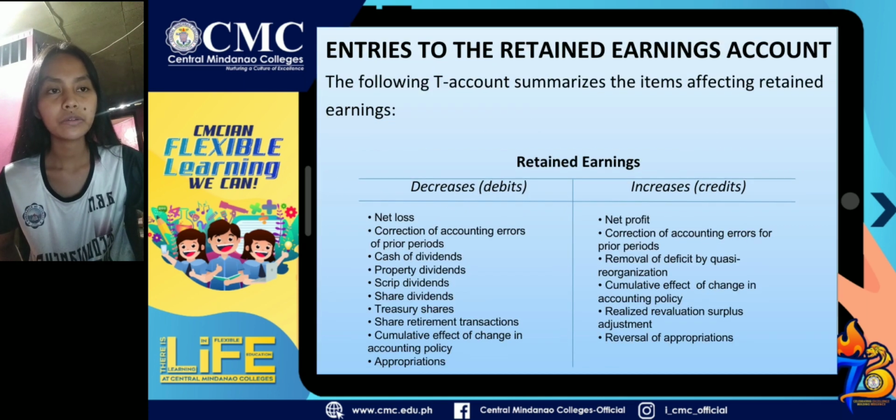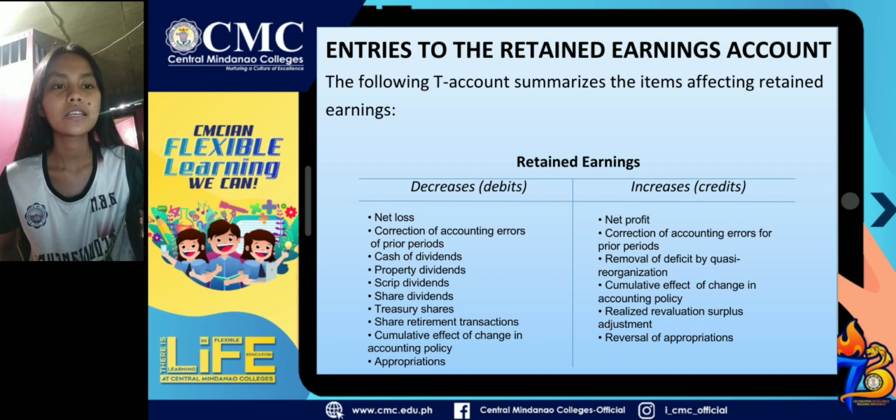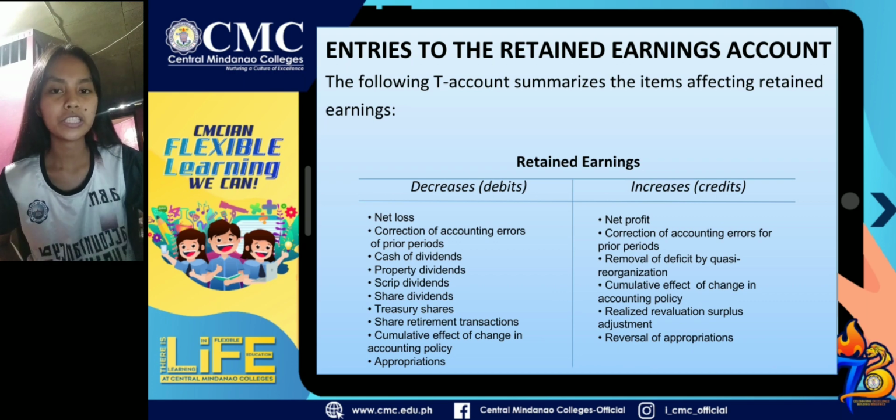Meron din tayo ditong T-account na nagpapakita ng mga items na nakaapekto sa retained earnings. So, sa decreases or sa debit side, yung mga item na nakaapekto ng retained earnings ay yung mga net loss, correction of accounting errors of prior periods, cash dividends, property dividends, scrip dividends, share dividends, treasury shares, share retirement transactions, cumulative effect of change in accounting policy, and the appropriations.